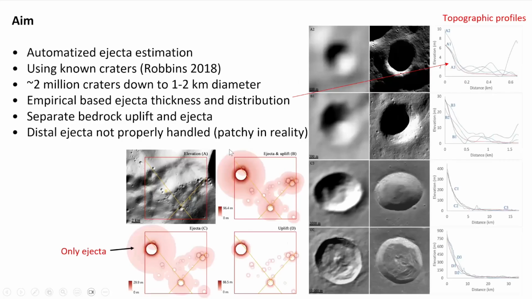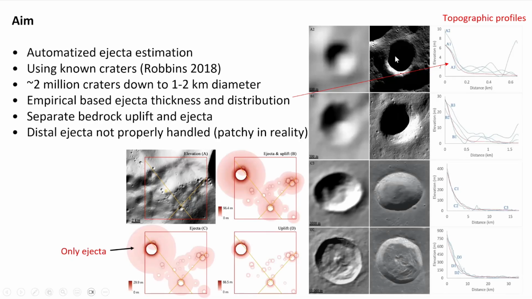I would like to give a short overview. How does it work? It is about automatized ejecta estimation. Basically, it uses the known craters from the Robbins 2018 database, which contains about 2 million craters down to roughly 1 kilometer diameter. And we use the empirical-based ejecta thickness and distribution estimation method.